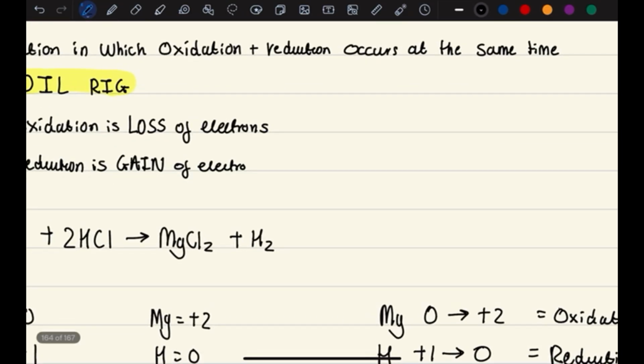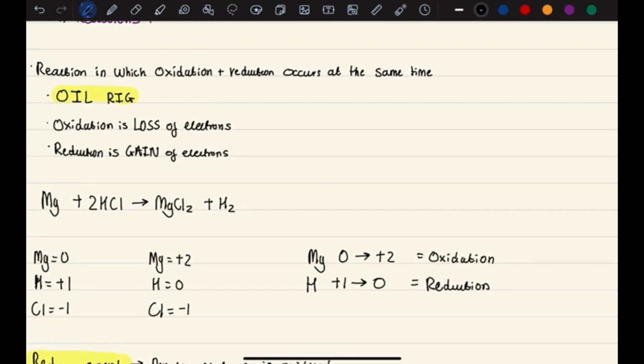I didn't finish writing "electrons" there, but you get what I mean. Yeah? OIL. Oxidation is loss of electrons, reduction is gain of electrons. Just hold on to that. That will help you with every single redox reaction that we do. So let's see an example here.